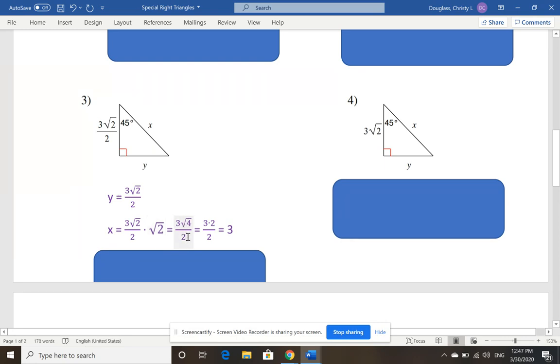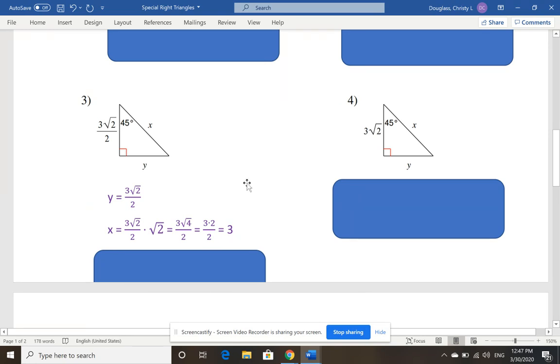Now this time we don't have to worry about the rationalizing of the denominator. My denominator is quite lovely. It's simply 2. But I can do a little simplifying because guess what? The square root of 4, well, that's just 2. So this really just says 3 times 2 over 2, which is 6 divided by 2, or 3.